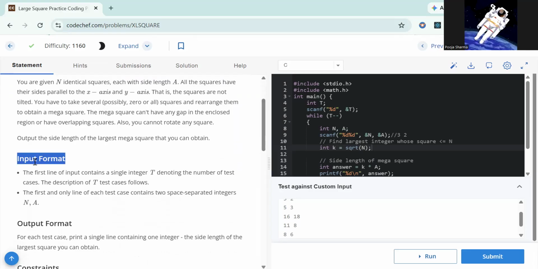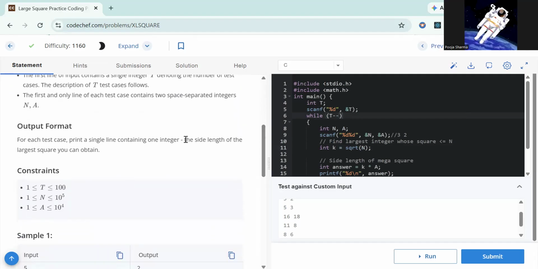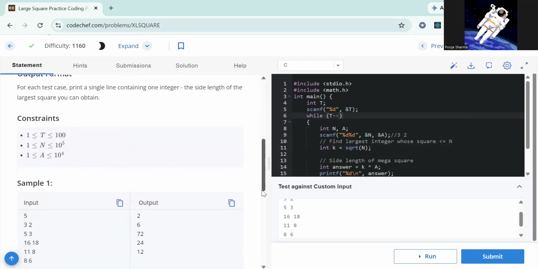The input format is first the t value that you are entering. Then you are entering the value of n and a. n is the number of squares and a is the side value. So what you need to print is the side length of the largest square you can obtain.